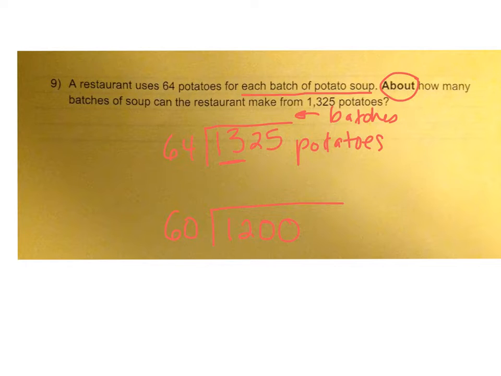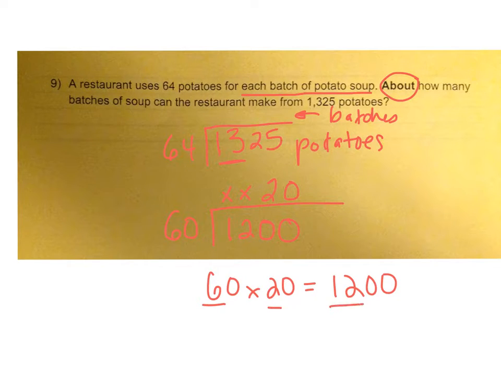So when I do this work, I can see that 60 goes into 120 two times, and then I just want to check this, that 60 times 20 gives me 1,200. I know 6 times 2 is 12, and I should have 2 zeros, so I know that answer is correct.